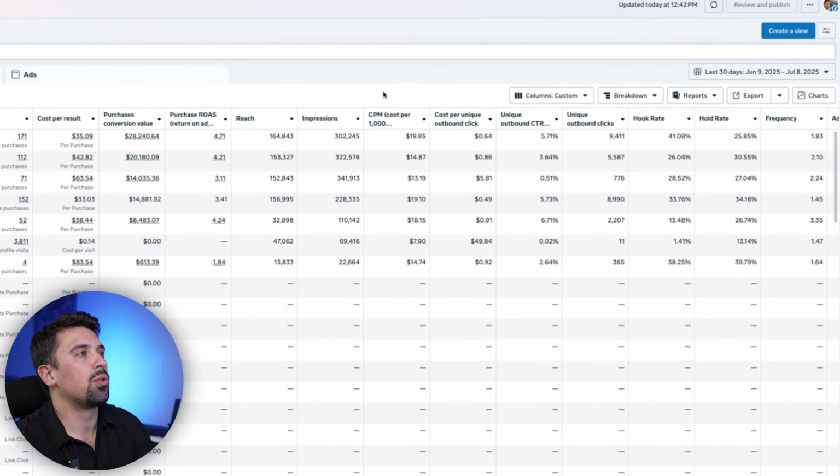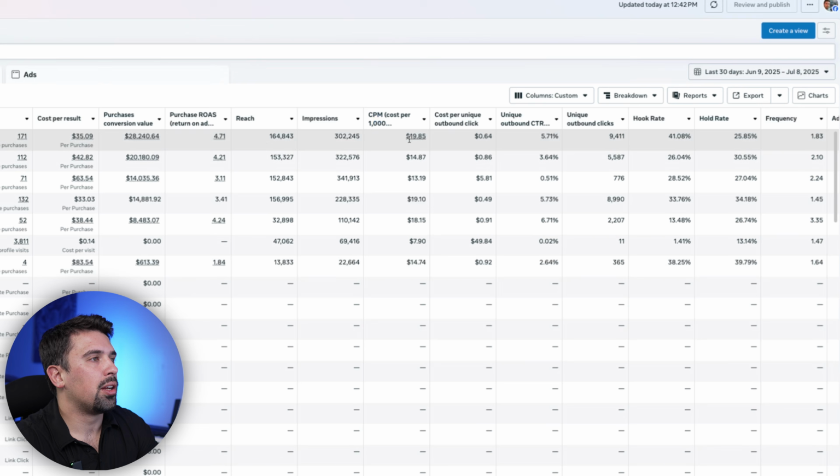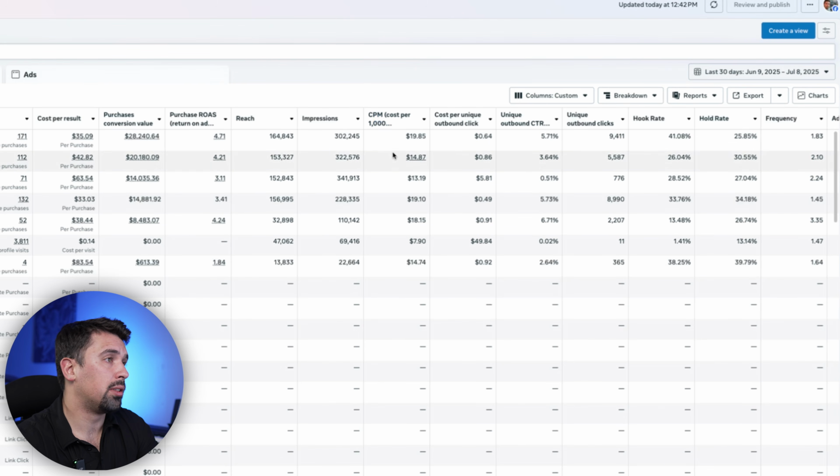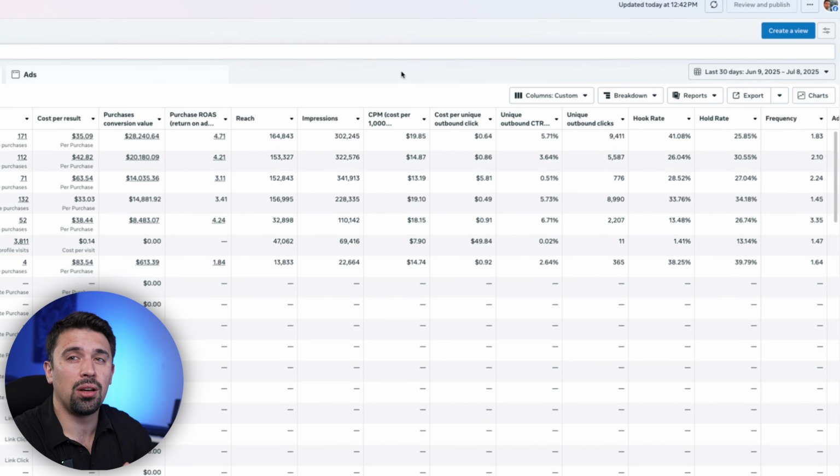But next, we're going to go to CPM. CPM is the market rate that we are paying Meta to advertise. It's the cost per 1,000 impressions, the cost to get on 1,000 screens. Generally our CPMs are decent. We're targeting the United States in this case, and $20 CPMs are kind of typical. It's not high, it's not low, it's somewhere in the middle.